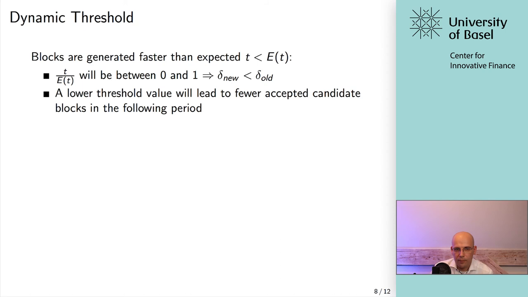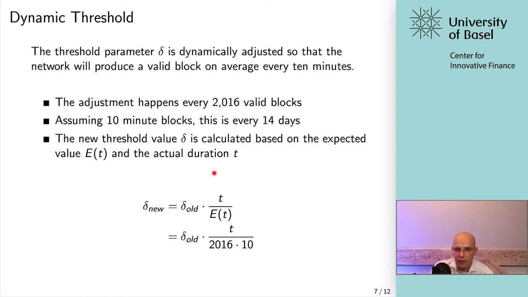Again, keep in mind this term right here, t divided by expected t, and keep in mind that it has to be between 0 and 1. When we go back right here, this term has to be between 0 and 1, then the delta nu will be delta alt times something in between 0 and 1, so it will get smaller.